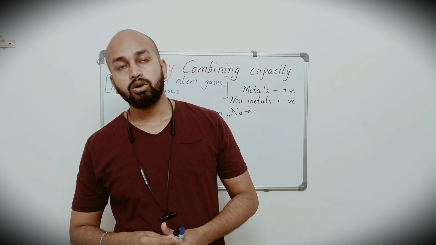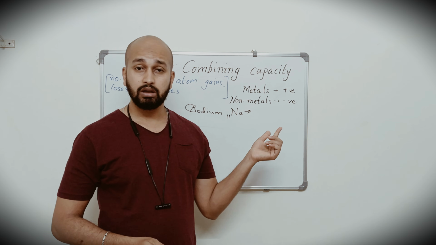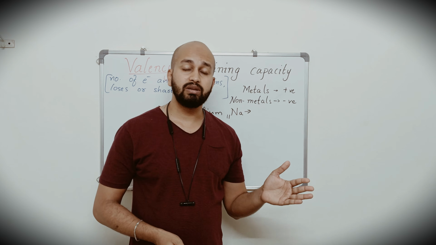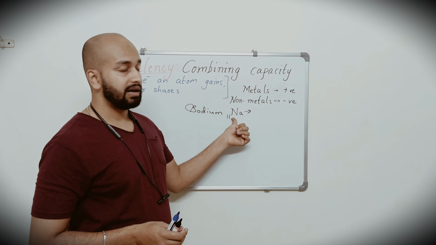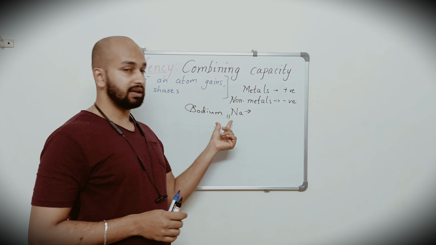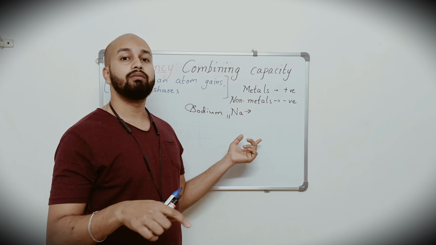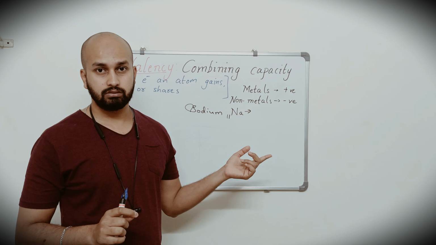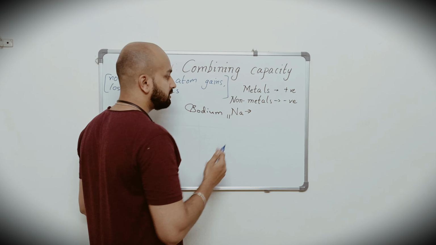Not only that, you should also know that if an atom is neutral like this, the number of protons will be equal to the number of electrons. That means this atom, sodium, whose atomic number is 11, which has 11 protons, will also have 11 electrons. Correct? And how are these electrons distributed in the sodium atom?